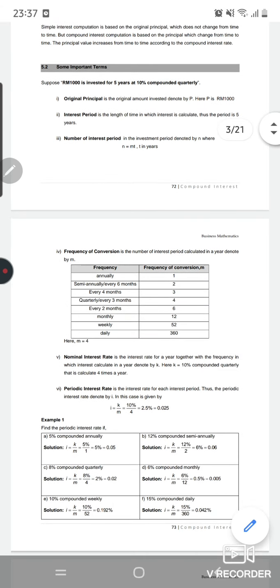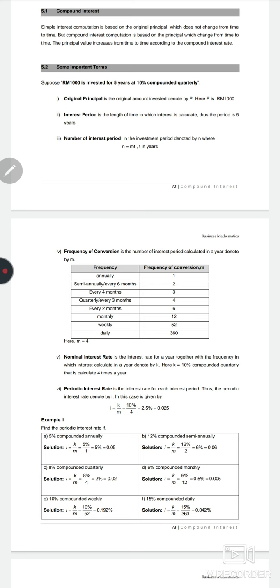Okay, some important terms. Suppose RM1000 is invested for 5 years at 10% compounded quarterly. So we take an example here. The original principal is the original amount invested, denoted by P here. P is 1000.